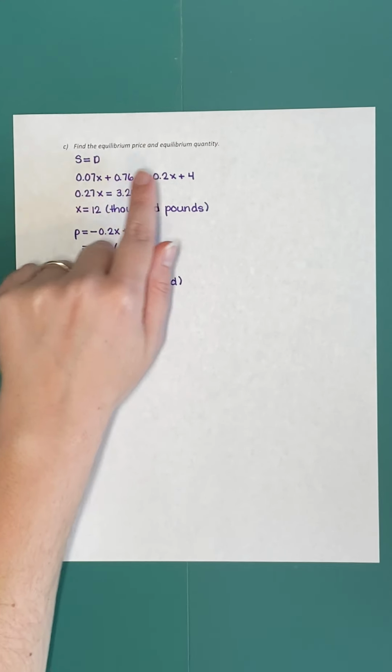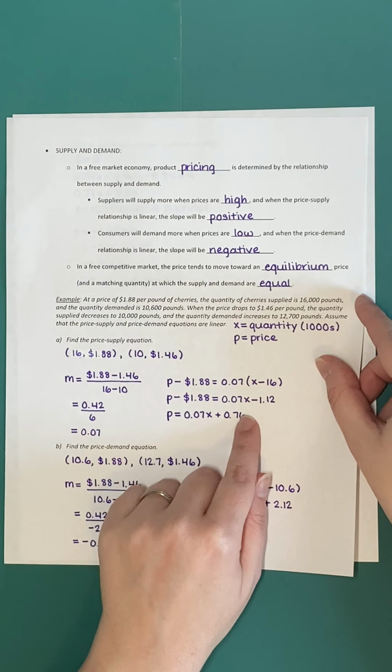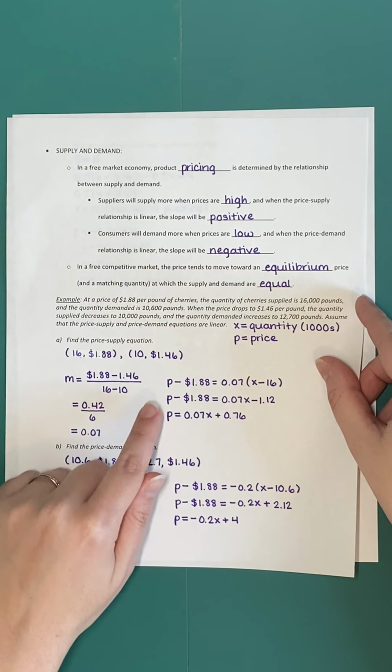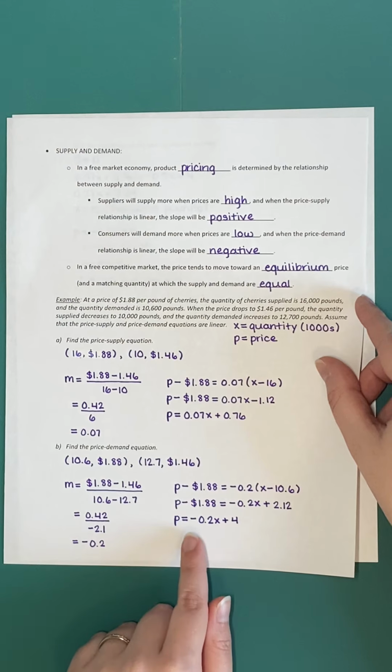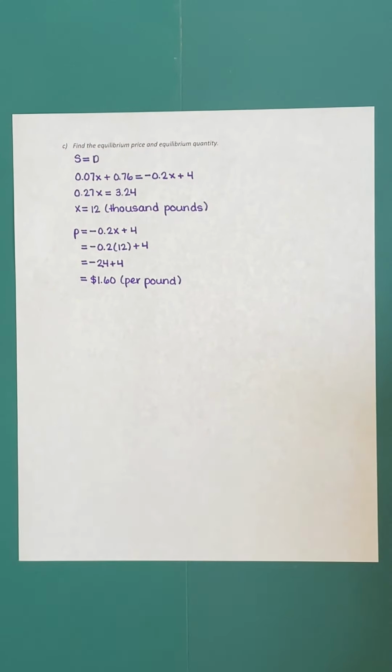So we're going to set these two expressions equal. This is our expression for supply, and this is our expression for demand. So essentially, if you think of both of these as being equal to P, then they also can be equal to each other if we're talking about the situation where everything is in balance. So our supply, 0.07x plus 0.76, and then our demand, set it equal, negative 0.2x plus 4. And again, notice now we have an equation that only has one variable. It has this variable x, which represents the quantity demanded versus the quantity supplied.